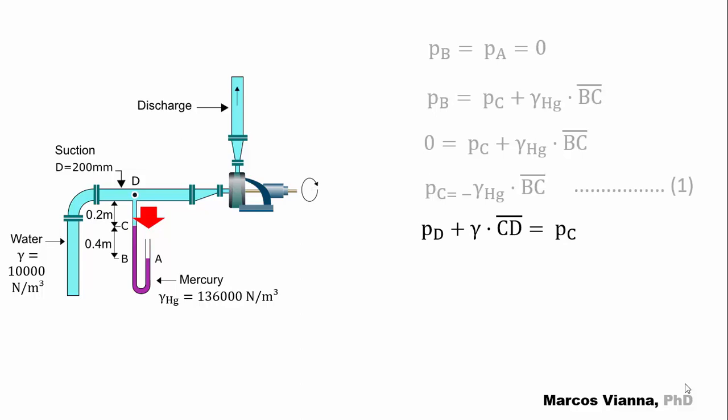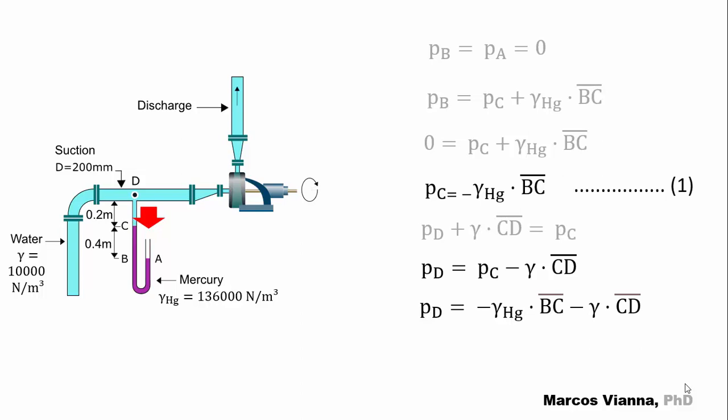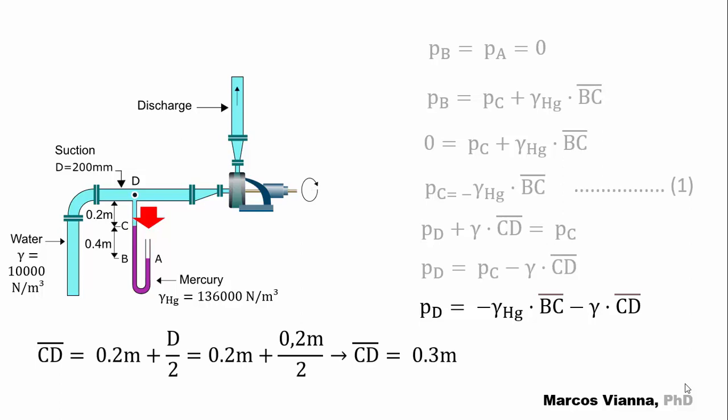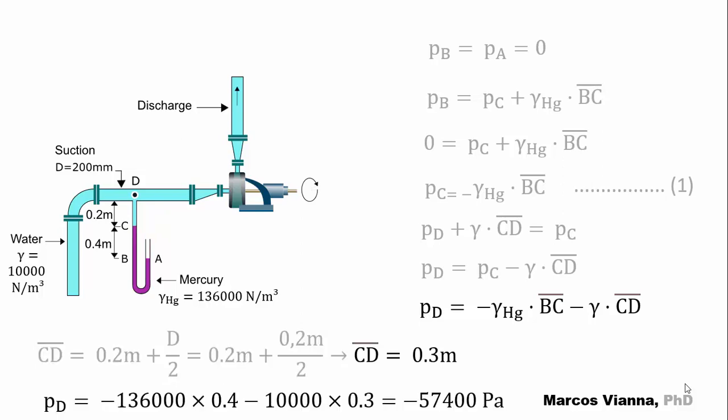Now, considering this side of the U-tube, we also have PD plus gamma times CD bar equals PC. So, PD equals PC minus gamma times CD bar. Substituting 1 in this expression, we find this expression. Knowing that CD bar equals 0.2 meters plus D over 2 equals 0.2 meters plus 0.2 over 2, CD bar equals 0.3 meters. And we find PD equals minus 57,400 pascals.